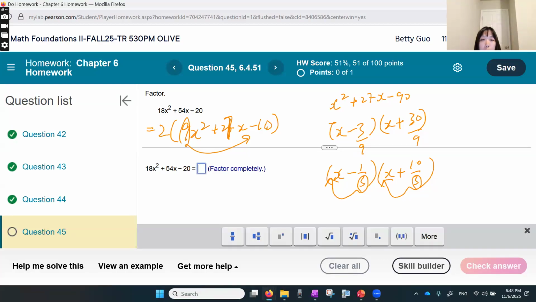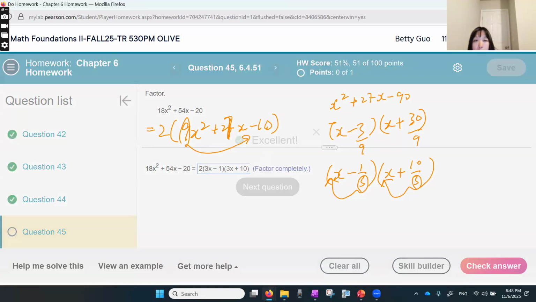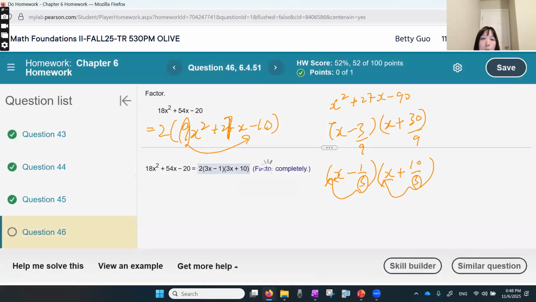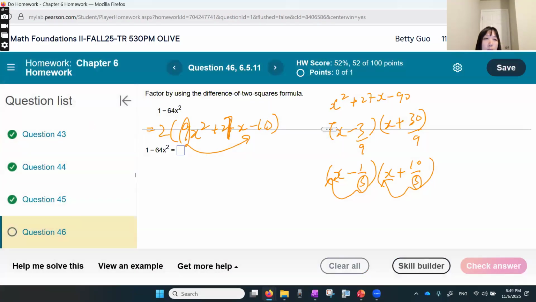So we have 2 as the GCF, and the parentheses. In the first parentheses, 3x minus 1. Second parentheses, 3x plus 10. Yeah, plus 10. And done. Right? Okay, let's do one more.